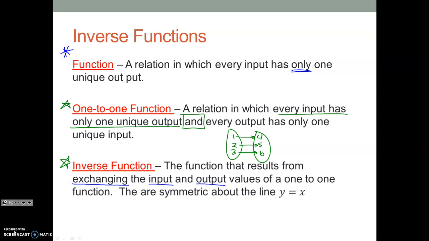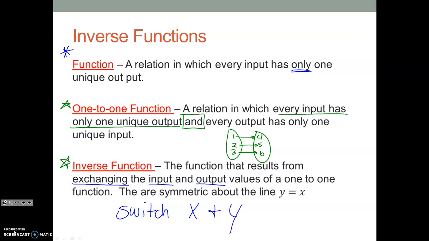So what are some synonyms that we can use for that? What's another word for exchanging? Well, that is just switching. You're trading something. Another word for input could be domain. It could also be x, or your x values. Another word for output could be range, but we've also talked about how it could be y.